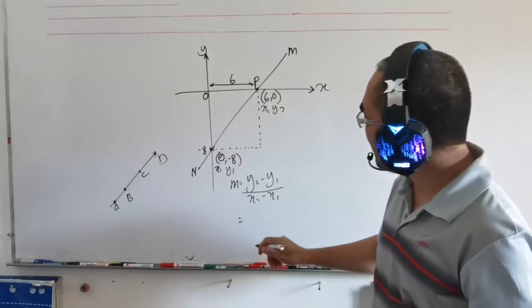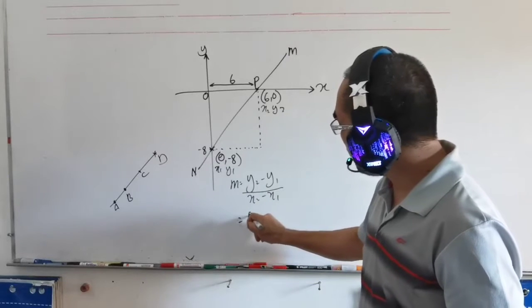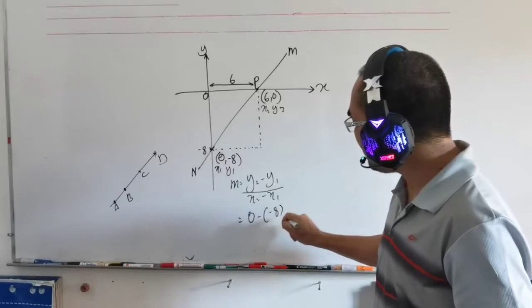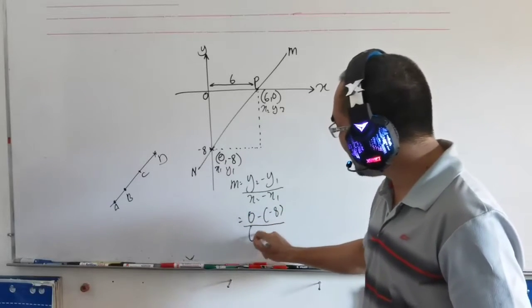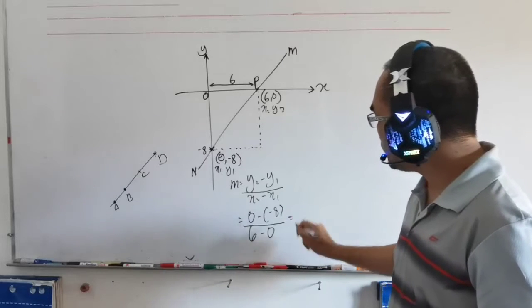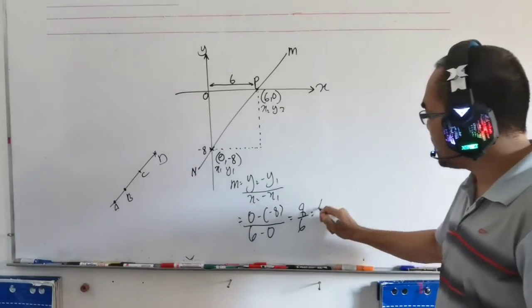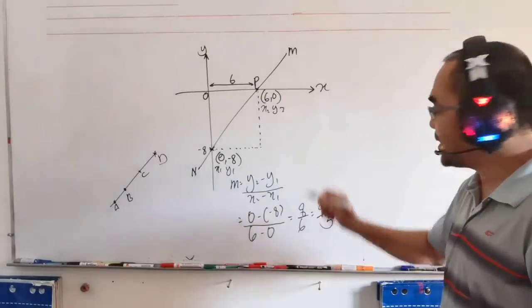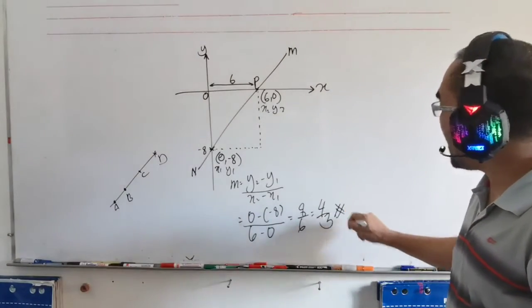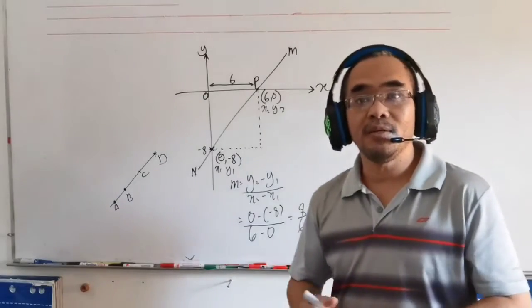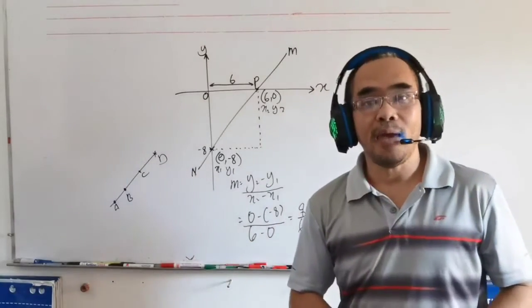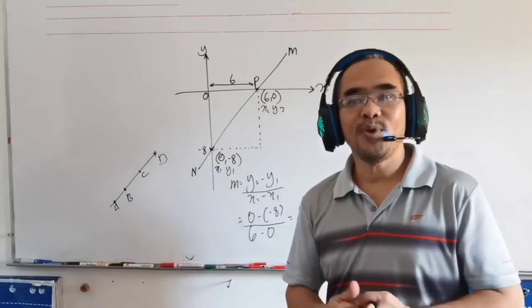So it will be 0 minus negative 8 over 6 minus 0. So it will be 8 over 6, which is 4 over 3. So that is the value of the gradient for the straight line MN. Okay, hope you understand that.